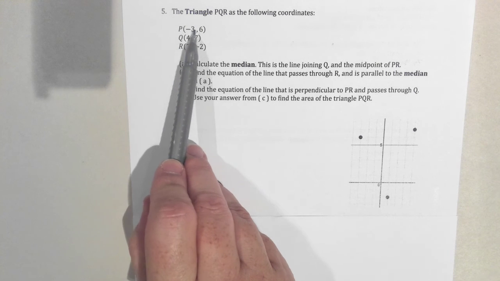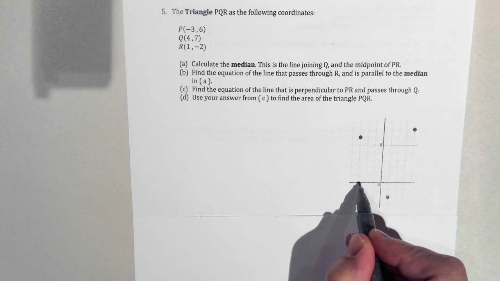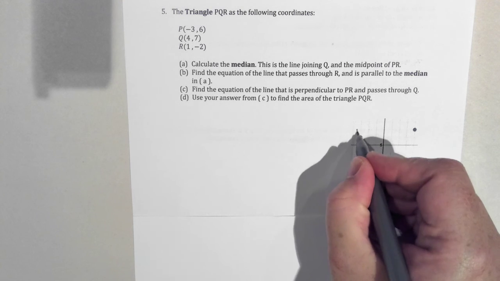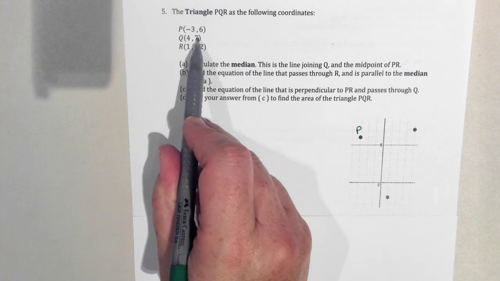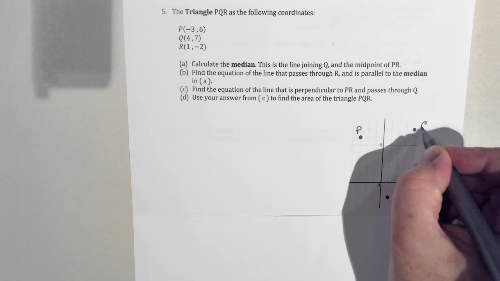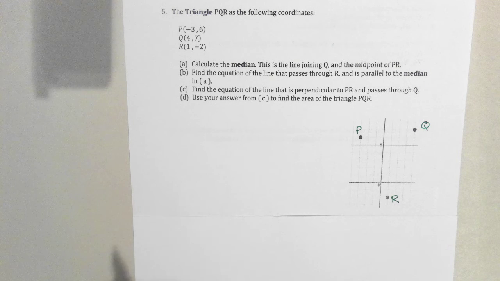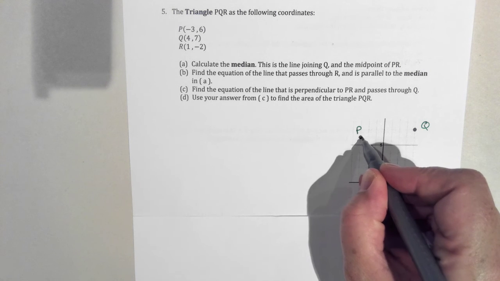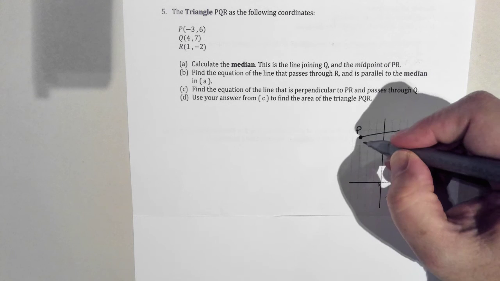P is -3, 6. So there's our origin. So we want -3, 6. So this here is point P. Then we want point Q, which is 4, 7. So across 4 up 7, there's point Q, which leaves this as point R. So it tells us we've got a triangle PQR. So let's form that into a triangle.